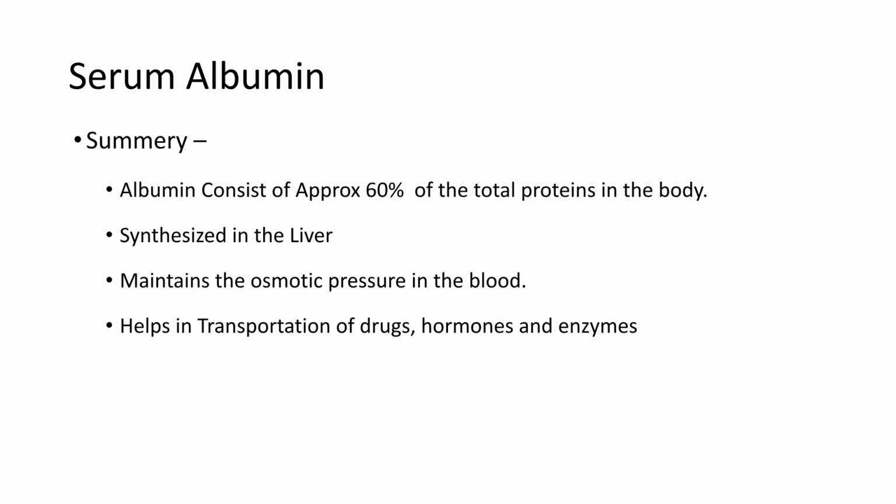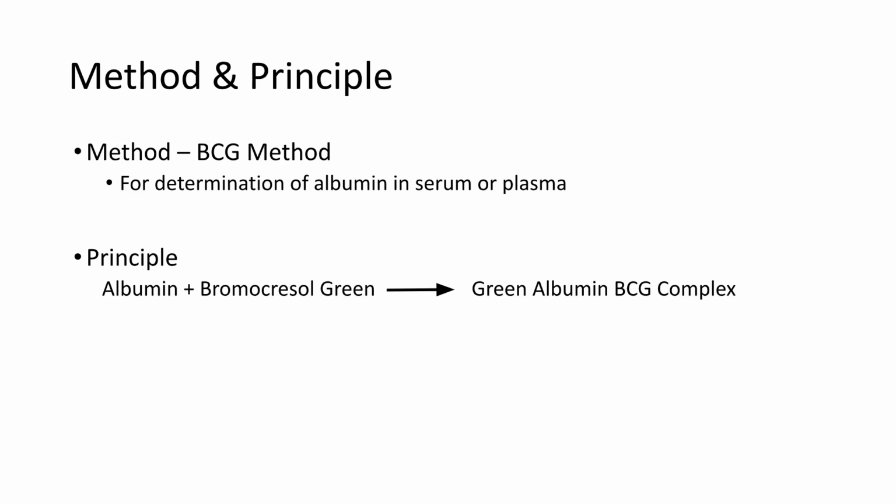Serum albumin makes up approximately 60% of total body proteins. It is synthesized in the liver, maintains osmotic pressure in the blood, and helps transport drugs, hormones, and enzymes. The BCG method is used for determining albumin in serum or plasma.